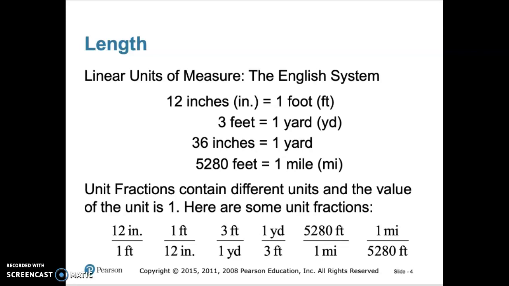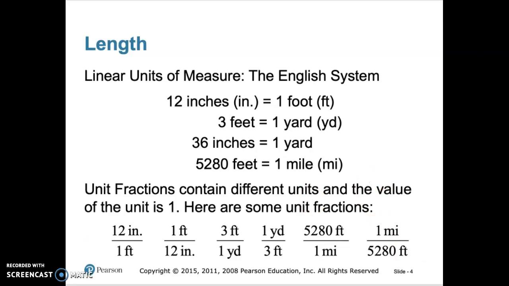So the unit fractions that we're going to use are listed down here at the bottom. You'll see that I have 12 inches is 1 foot, or 1 foot is 12 inches. Those are saying the same thing. It's just deciding whether I'm converting from inches to feet or feet to inches. And we'll talk about that in a second. Again here, 3 feet is equal to 1 yard. That means 1 yard is equal to 3 feet. Over here, same thing with feet and miles. I know that 5,280 feet is equal to 1 mile, and 1 mile is equal to 5,280 feet. Those are what we're going to call the unit fractions.